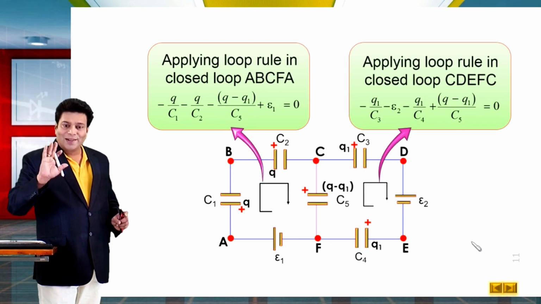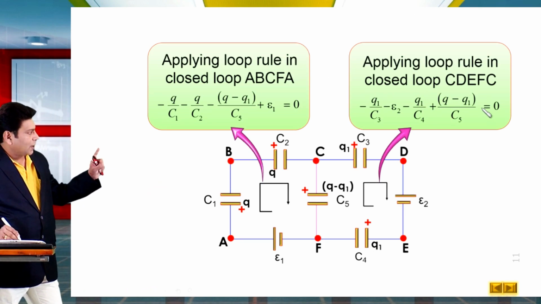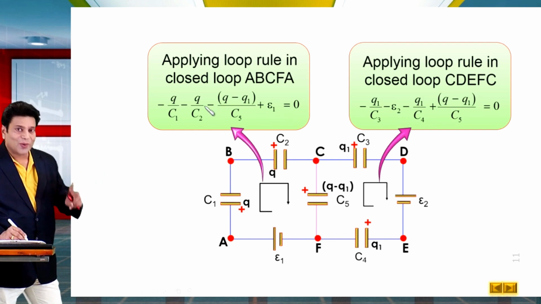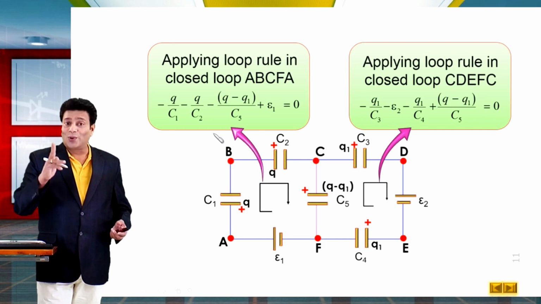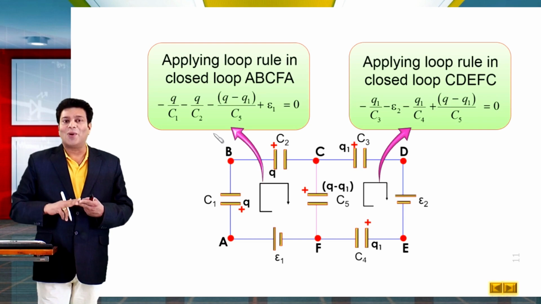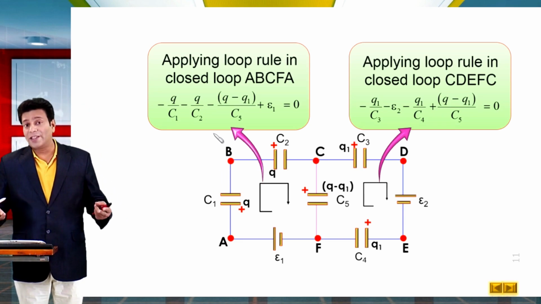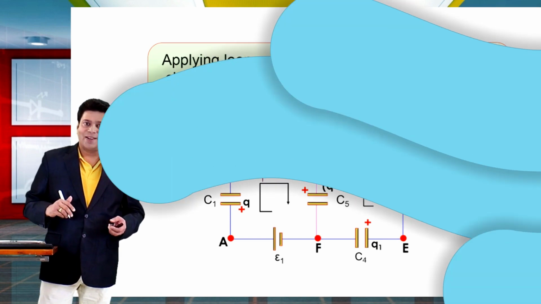Now, we got the two equations. This is equation number 1 and this is equation number 2, and we know there are two unknowns and we are having the two equations here. So two equations, two unknowns, that means we can find the value of Q and Q1, get the desired result, that is charge on different capacitors in the circuit, correct?